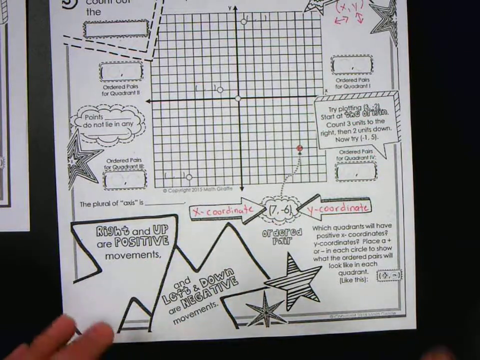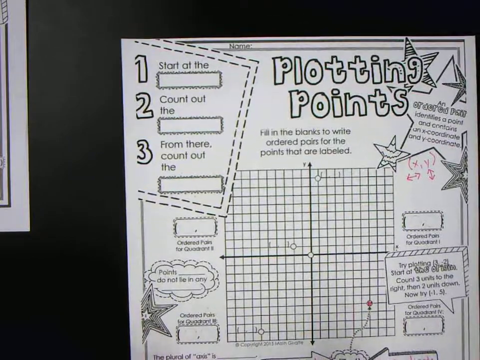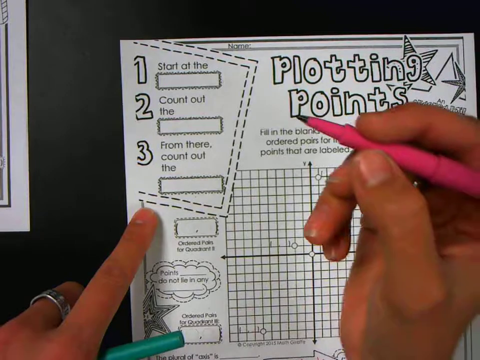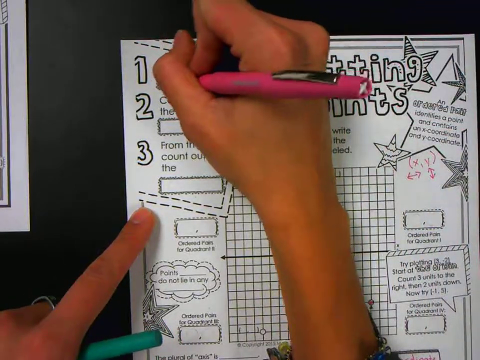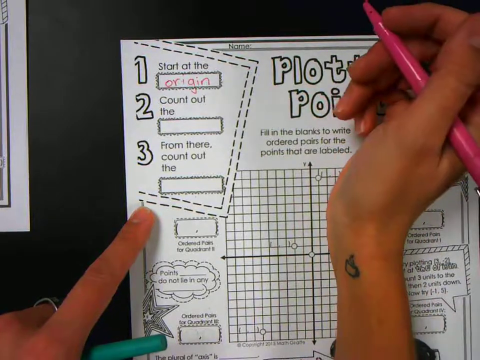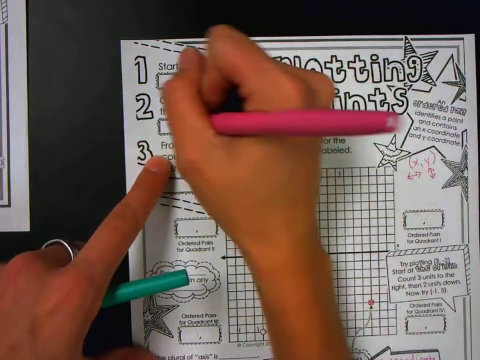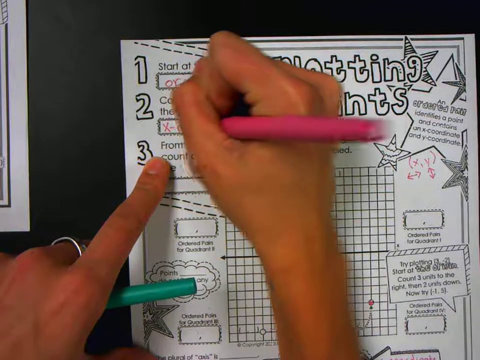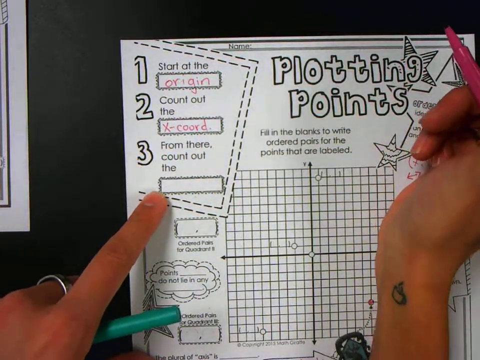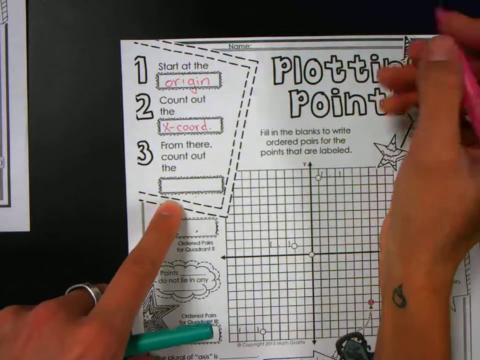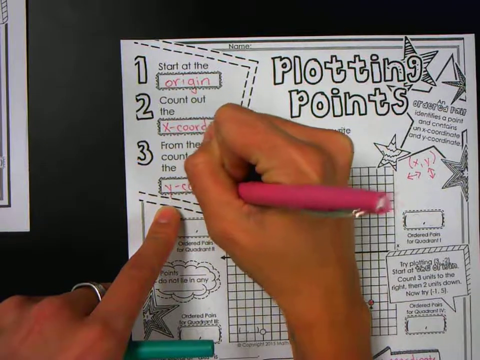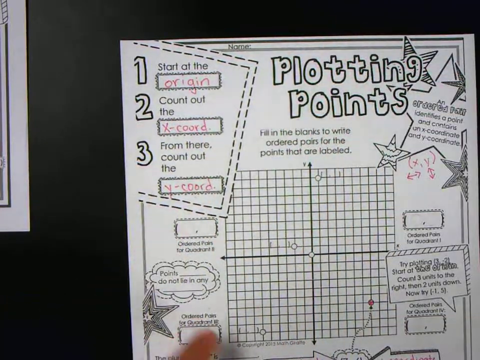All right. If we had to follow a set of directions in terms of plotting points, we have 3 steps here. We're going to start at the origin. You always start at the origin. You always start in the middle and the center. After, you're going to count out the x coordinates, meaning are you going to go left or are you going to go right? And how many are you going to go left or right? From that point, you're going to count the y coordinates, meaning am I going to go up? Am I going to go down? How far am I going up or down? So I always want to go left and right and then up and down.